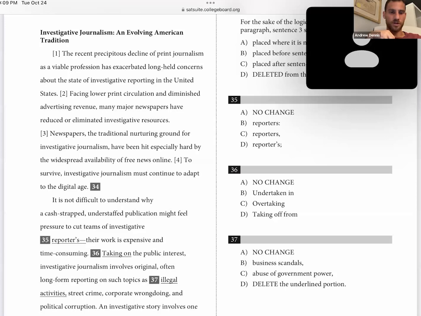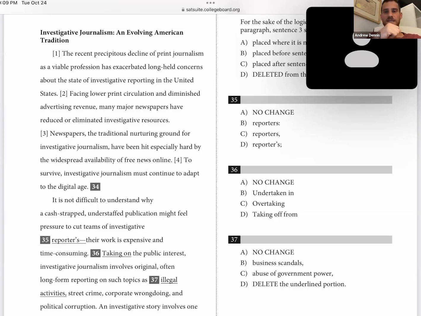The colon appropriately joins two independent clauses, indicating that the second clause, their work is expensive and time-consuming, follows logically from the first. Choice C is incorrect because the comma after reporters creates a comma splice. The comma is used without a conjunction to join two independent clauses, right? It's a comma splice there.